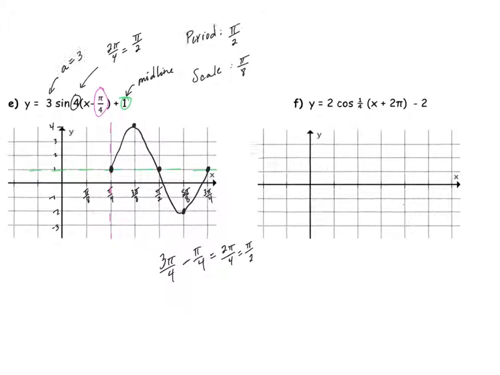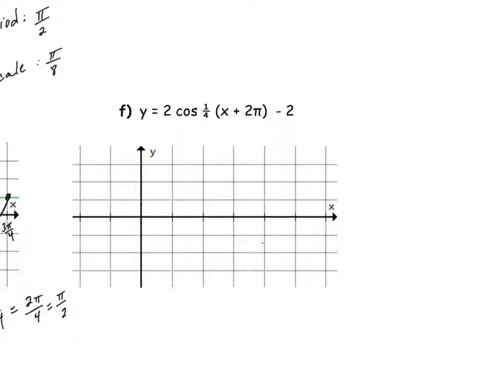Okay, so the next one, give us a little bit more space there. Once again, I've got my midline, that's my K. So I've got a midline at -2. I have to go up and down 2 from there for my A value. So I'm going to leave my Y scale again at 1, just to add that -4 down there. I'm going to end up moving this over 2 pi. That's my H value, and that's going to be left 2 pi.